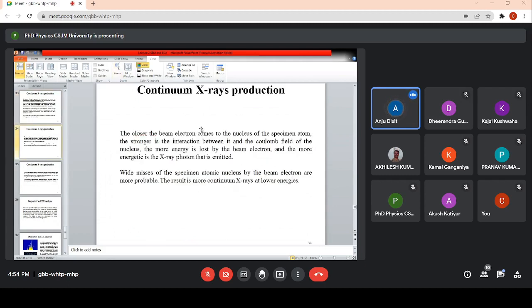The closer the beam electron comes to the nucleus of the specimen atom, the stronger is the interaction between it and the Coulomb field of the nucleus. The more energy is lost by the beam electron, and the more energetic is the X-ray photon that is emitted. So wide misses of the specimen atomic nucleus by the beam electron are more probable. So the result is that more continuum X-rays at lower energies are observed.